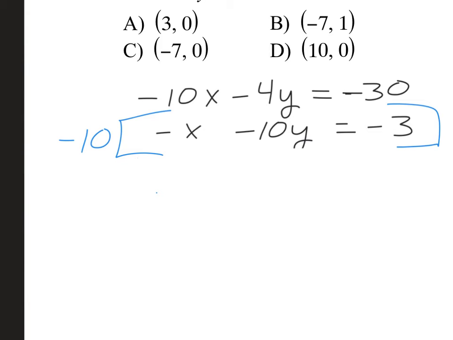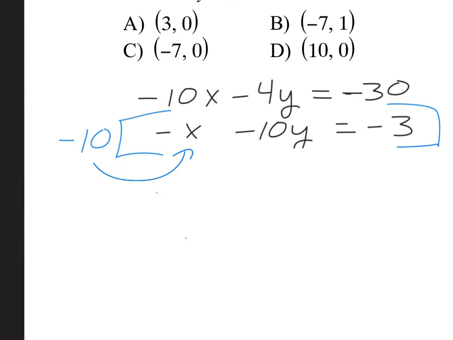Now, of course, the way that equations work, I can't just decide that I want to multiply the first term by negative 10 in that equation. I have to multiply everything by negative 10. So that's why I've put these blue brackets around the whole thing. So I actually need to rewrite the entire equation.